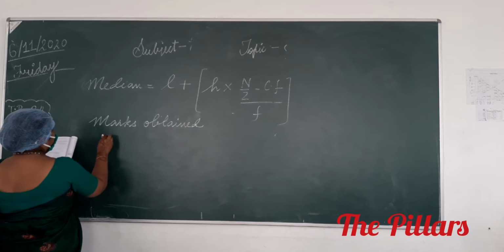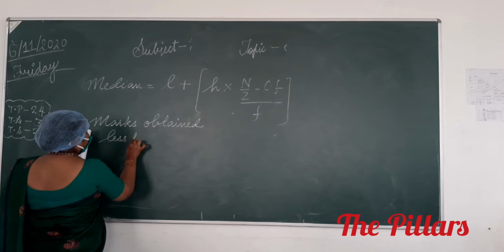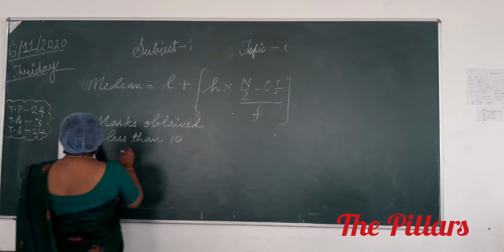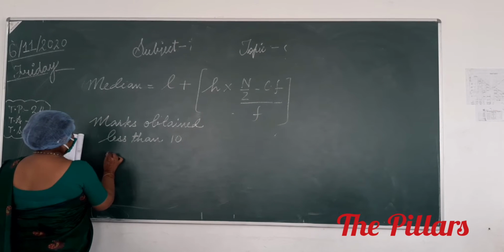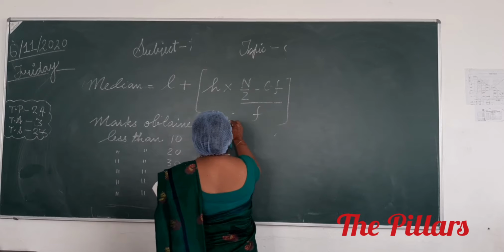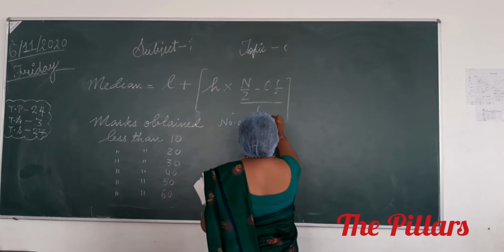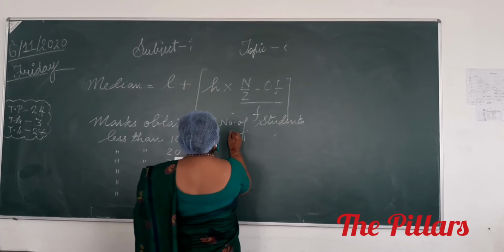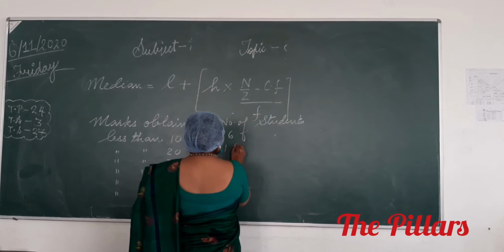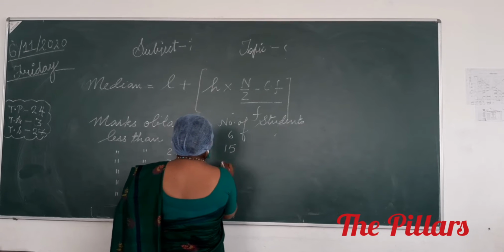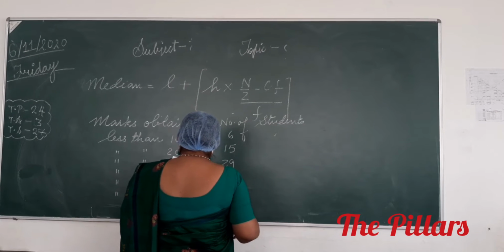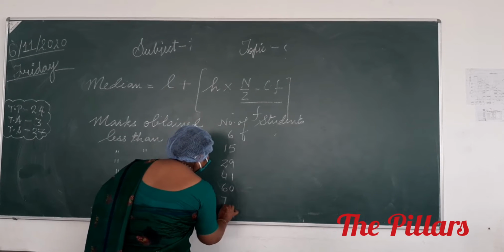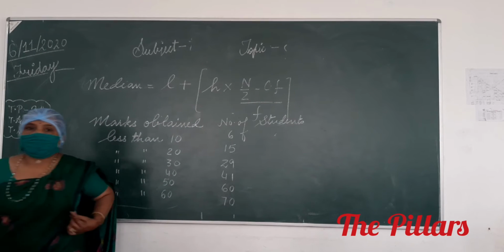Marks obtained: less than 10 and number of students. This is the question given to you. Number of students is 6, 15, 29, 41, 60 and 70. Did you copy?